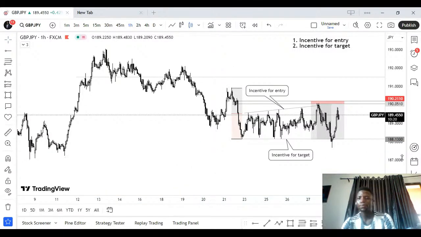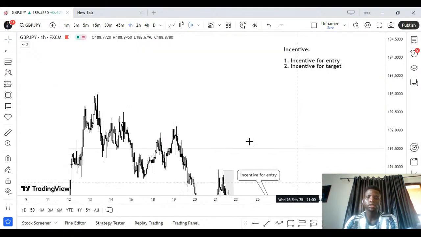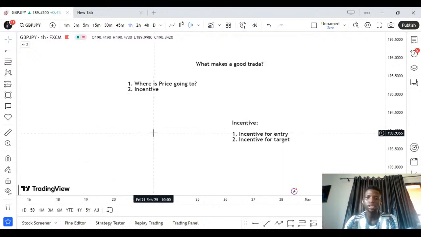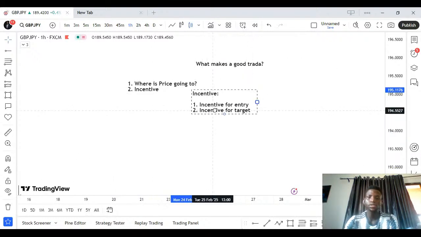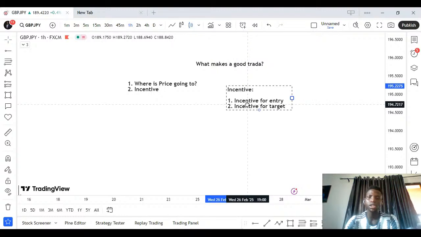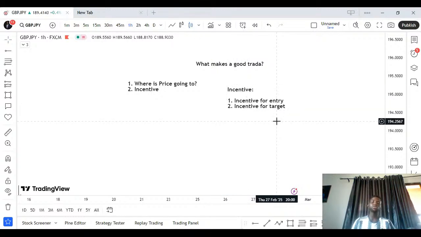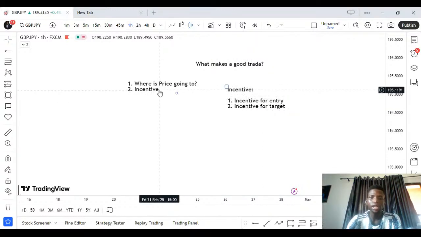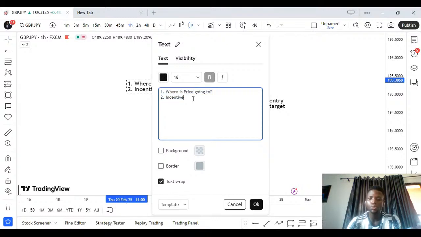All right. So we have looked at direction, we have looked at incentive, and we said there are two incentives. One is incentive for price to come and pick your entry. The second is the incentive for price to hit your target. Another thing that you want to see in your setup for you to believe that it's a solid setup, and I really believe that this is solid, is time and price.